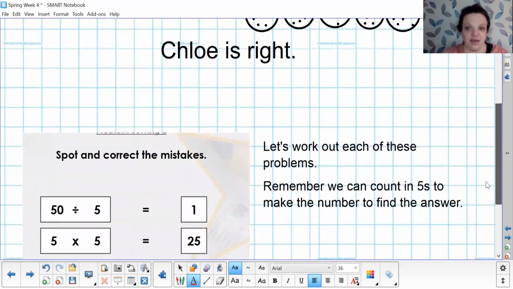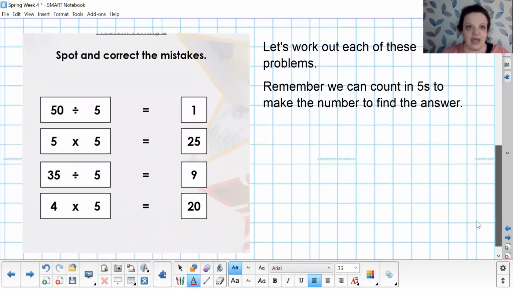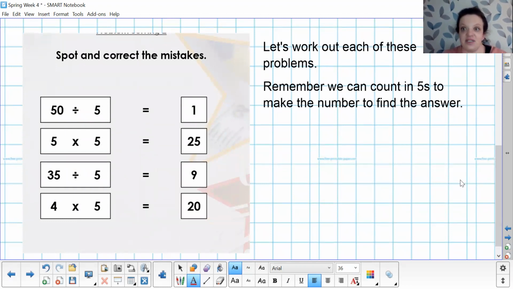Well done. Okay, pause the screen now and have a go at working out these problems, remembering to count in 5s to make the number to find the answer if it's a bigger number, or draw it in if you need to. And then tell me where the mistake is. Which one doesn't have a pair? Where have I got a mistake? There are some times and some divide. So pause the screen and have a go at these now.